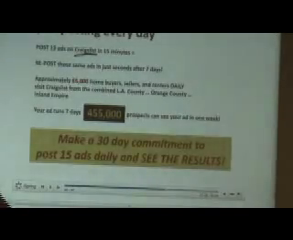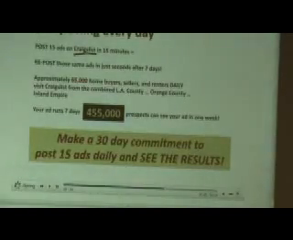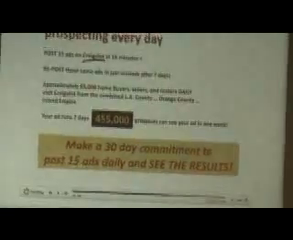Now it's not even 60 seconds. It's 2 seconds. Repost, repost, repost, repost. Okay? It becomes easier and easier as you do it.